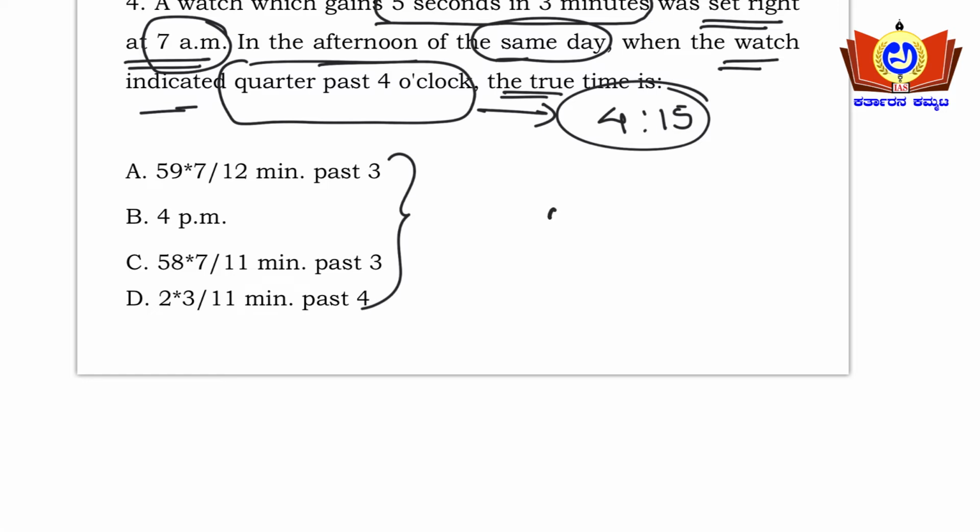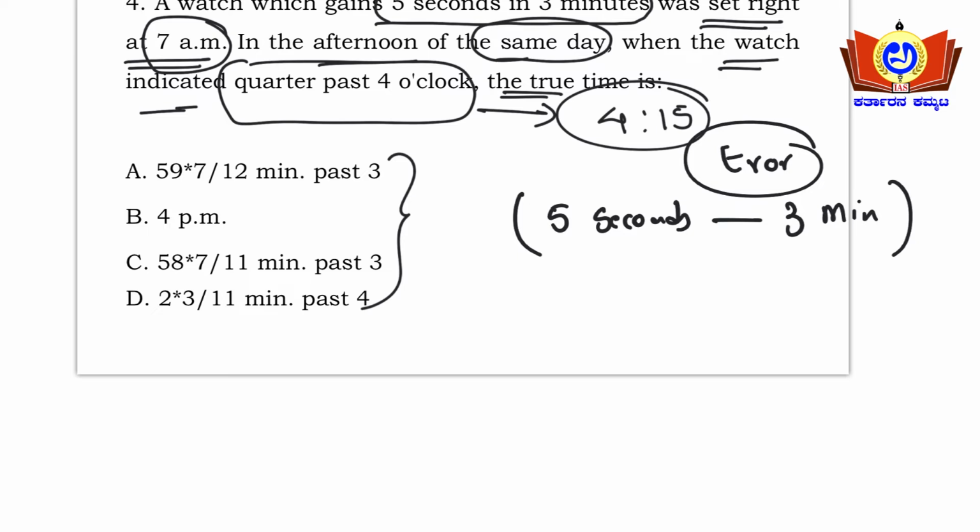Observe here, 5 seconds for every 3 minutes is the error. Okay, 5 seconds for every 3 minutes is the error here. Okay, for 60 minutes, so 3 into 20, I'll be getting 60 minutes.